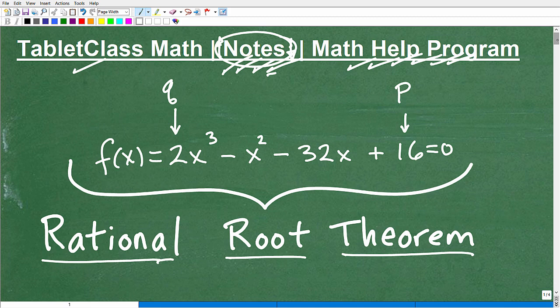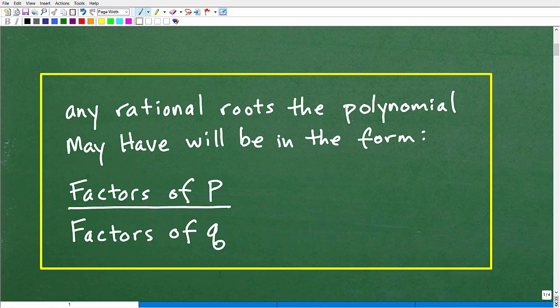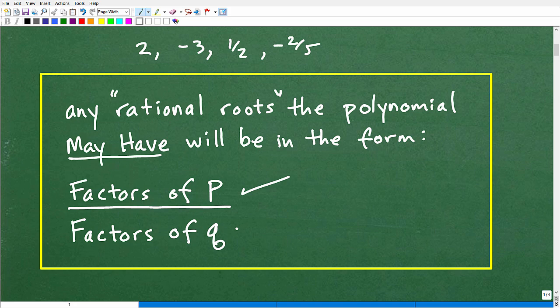Okay, so here is a quick overview of what it is. Basically, the rational root theorem states that any rational roots the polynomial may have, and there's no guarantee that the polynomial is going to have rational roots, we already described what rational roots are, they're numbers like 2, -3, 1/2, -2/5, whatever the case is. But here's the thing: any rational roots the polynomial may have will be in the form of the factors of p over the factors of q. And what are p and q?